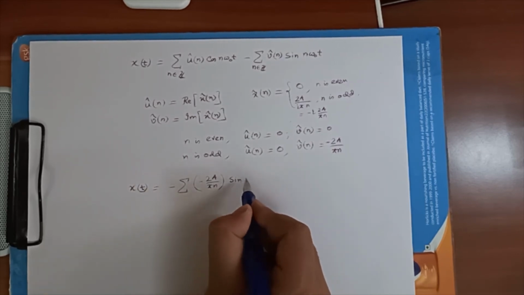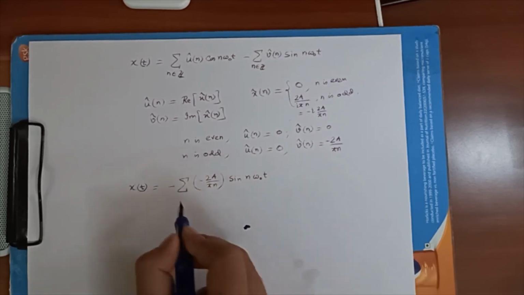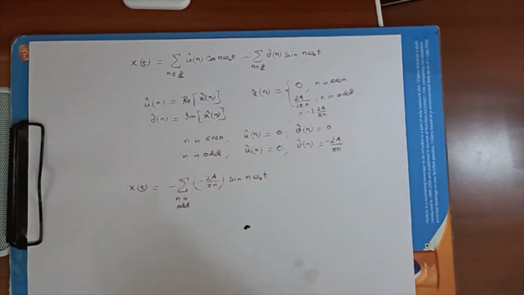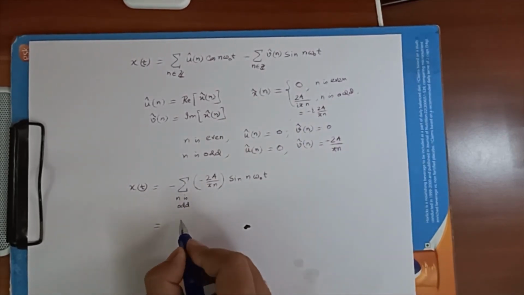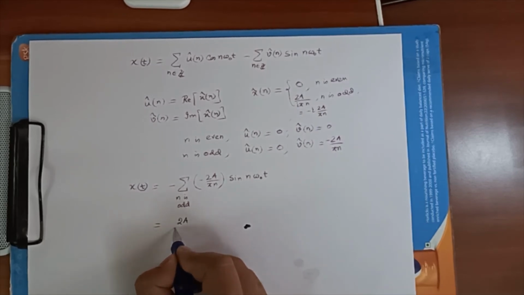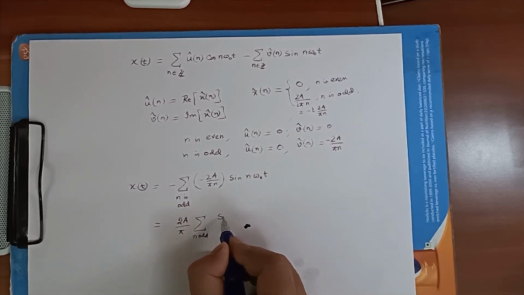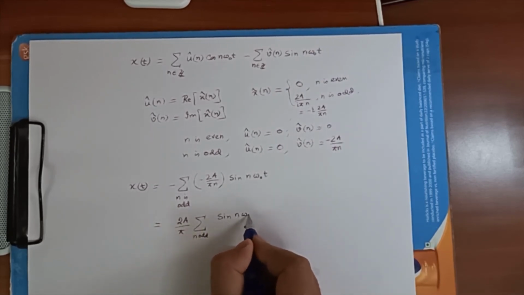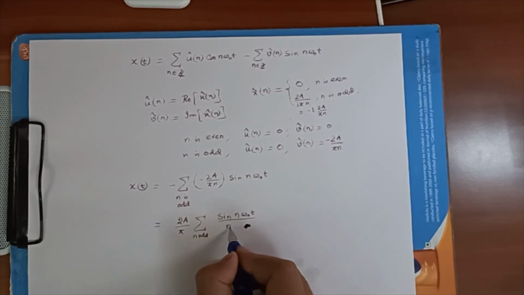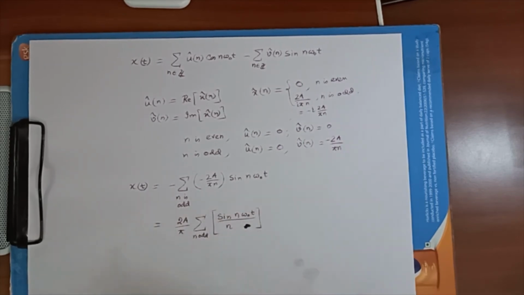Sine n omega 0 t only when n is odd. For even, that is also 0. So this is equal to 2a by pi, that goes out, summation for all n odd, sine n omega 0 t divided by n. So this is my Fourier series.